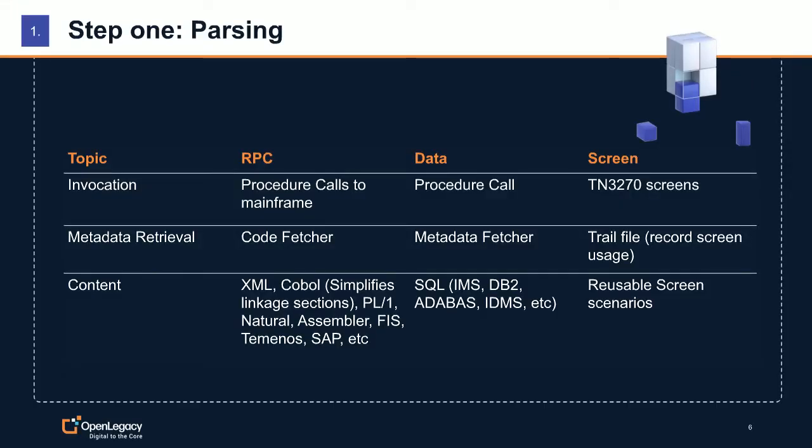So when I think about parsing, there are a few different phases, a few different types of data you might want to parse. The first one is remote procedure calls. These are calls directly into either a custom application or perhaps an existing third-party application like SAP, FIS, Temenos, things like that. In doing this, you really need a code fetcher that can fetch information from the legacy system, the COBOL code, the XML code, so we can parse it and get the information. And for things like COBOL, we tend to simplify the linkage sections to make them much easier to parse and understand so we can turn it into digital pieces that you want.